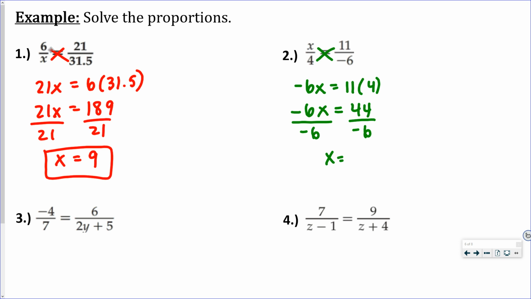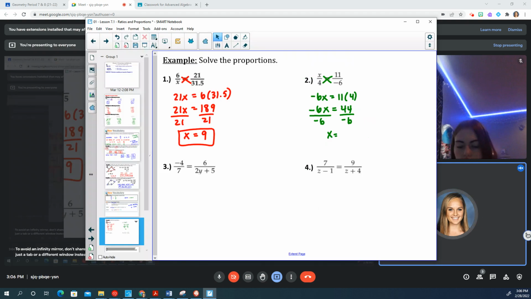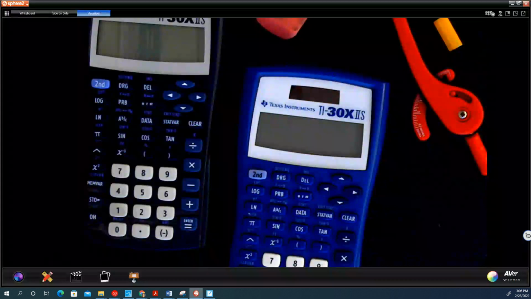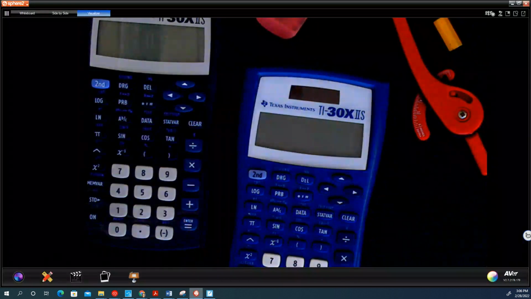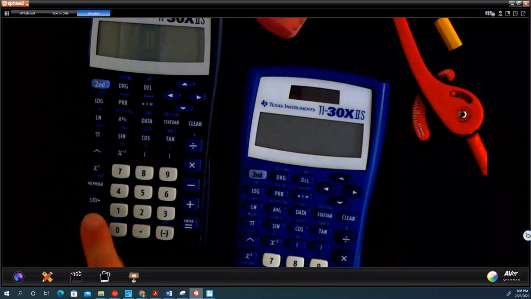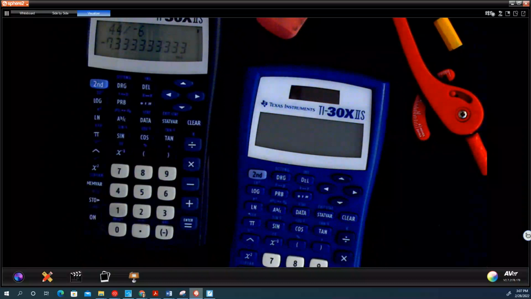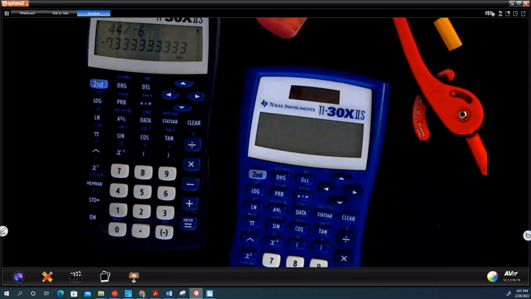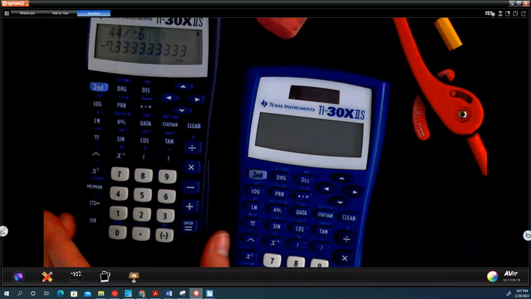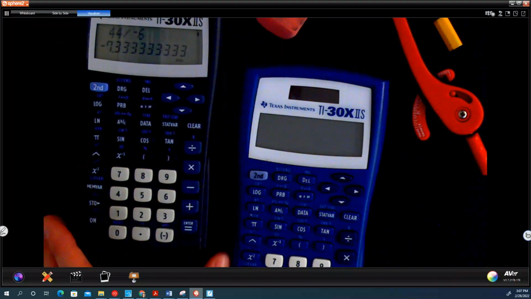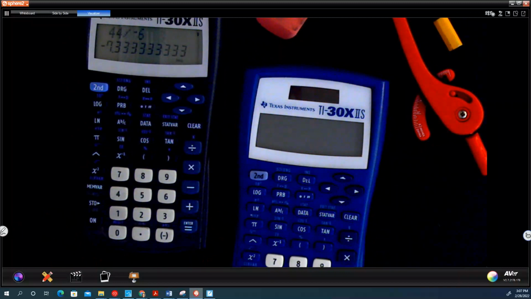Okay, here's kind of my general rule. Obviously in your calculator, if you do 44 divided by negative 6, it's going to give you this repeating decimal, which you probably know what that is. That's like a mixed number, but we don't really love mixed numbers, especially when we're talking about ratios. They can be represented as fractions, like you want to do improper fractions.